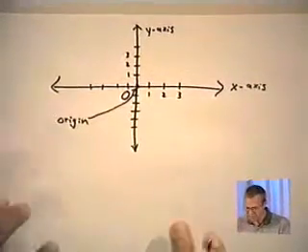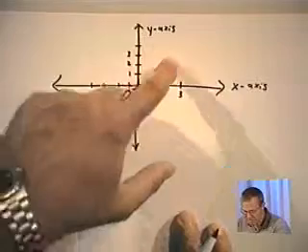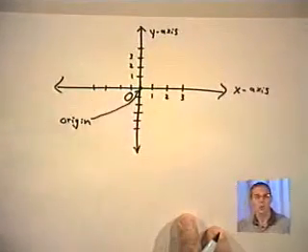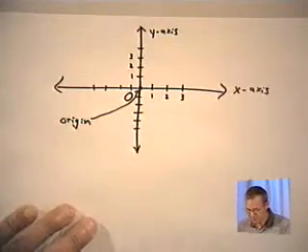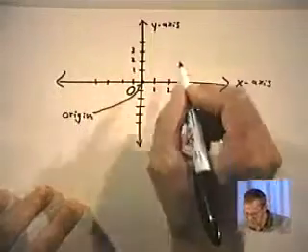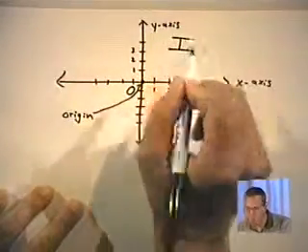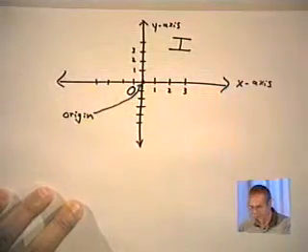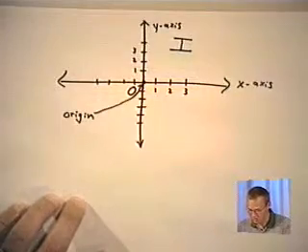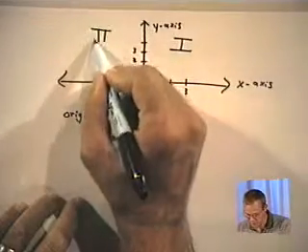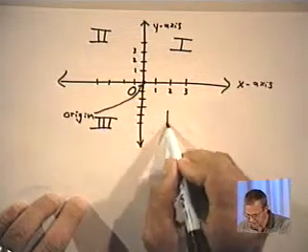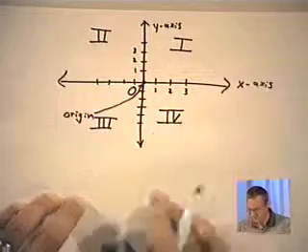Okay? Now notice our rectangular system is divided into 4 pieces. These pieces are called quadrants. And we can label the quadrants as follows. We always label in a counterclockwise fashion, starting with this one. That is known as quadrant 1. We use Roman numerals to label the quadrants. This is quadrant 2. This one down here is quadrant 3. And this one is quadrant 4.